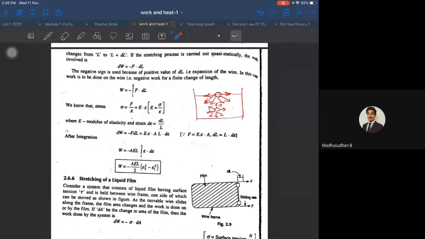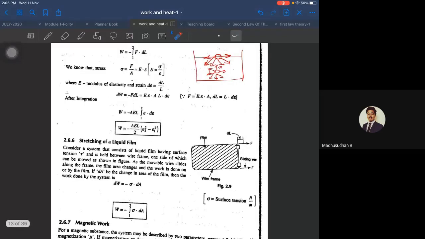In order to measure the surface tension, you'll be using a wireframe like this. The wireframe will be placed on the liquid film. You can even stretch this wireframe using a force, using a knob. The work done in such a situation is given by W equals minus integration of sigma dA, where sigma is the surface tension, which is always in Newton per meter, not meter square. Keep this in mind. It's a general thing, and it would be helpful for your interviews also.